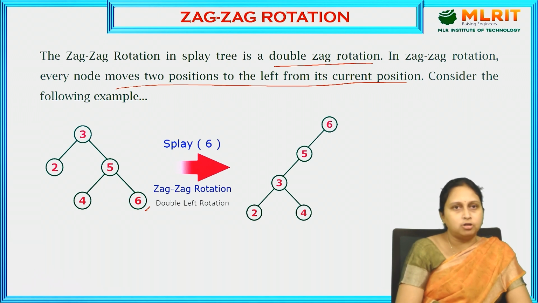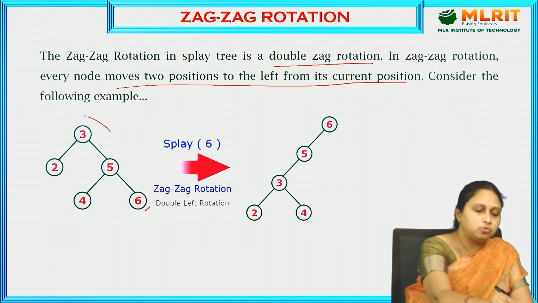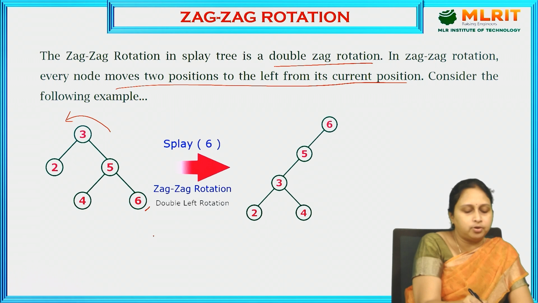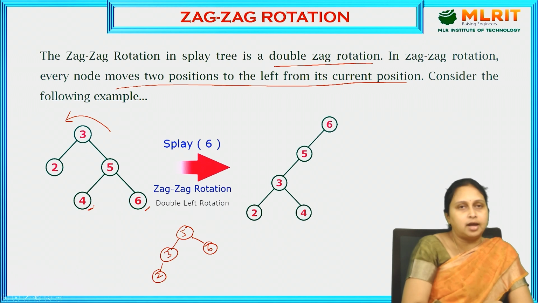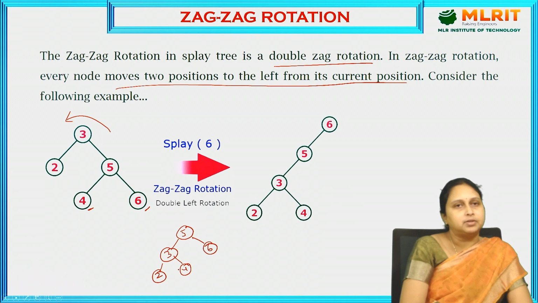Apply splay on 6. When I am going to do a left rotation on this, what am I going to get? I am going to get first 5 here, on right of it it will be 6, and this will be 3, 2. Now on the left of 5 I have 3, but 4 has to be placed as the right of 3. Why? Because it has to satisfy BST.